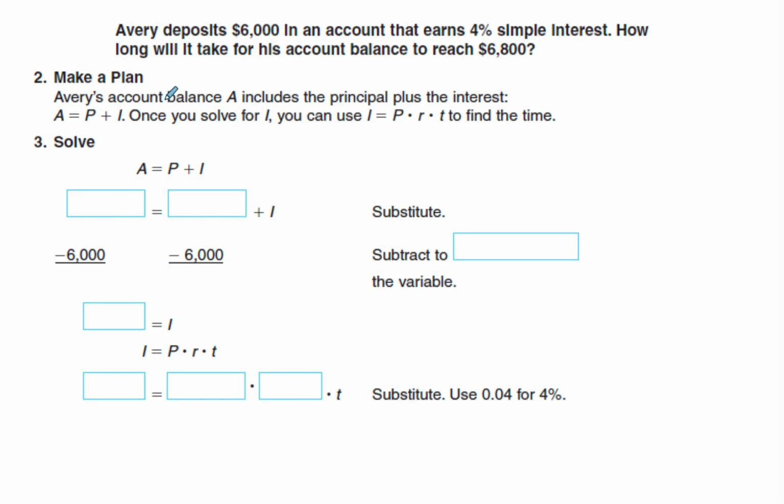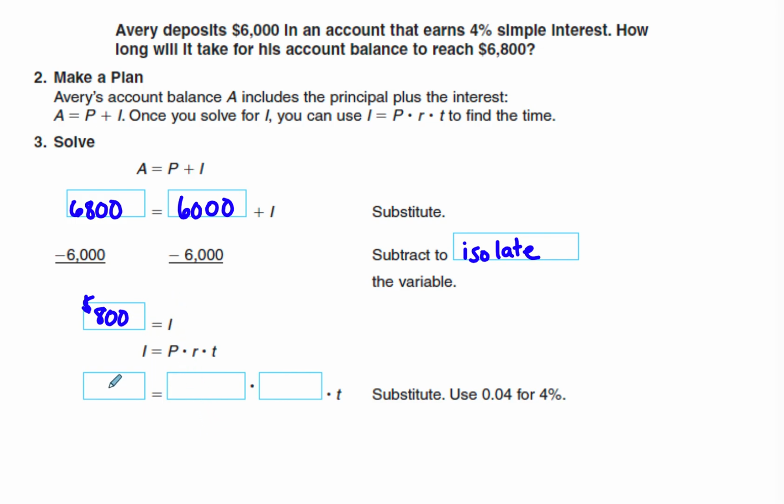All right, so we're going to make a plan. Avery's account balance includes the principal plus the interest. So we need to figure out the amount of interest, and then we'll use our I equals PRT to find our time. So the total amount was $6,800 that we want. So that's our principal, $6,000, plus some amount of interest. We subtract $6,000 from both sides, and that tells us that $800 is the amount of interest that Avery needs to earn. Okay, so we subtracted there to isolate the variable. We canceled out addition with subtraction.